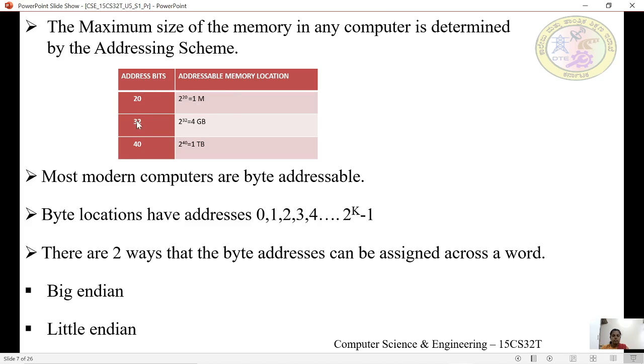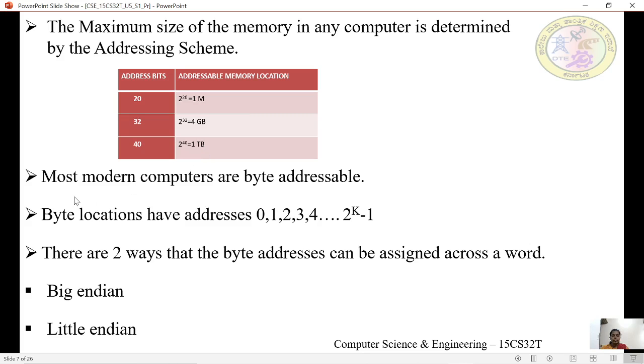Next, suppose the address bits is 32, then 2 to the power 32 is equal to 4 GB. That means a 32-bit address is needed to uniquely address each of the bytes present in the memory. In the same way, if the address bits is 40, then 2 to the power 40 is equal to 1 terabyte. The total capacity of the memory will be 1 terabyte.